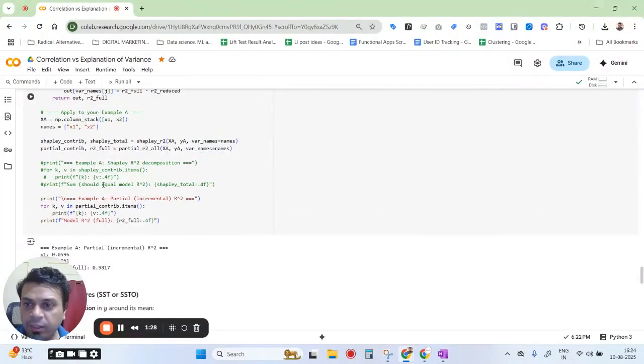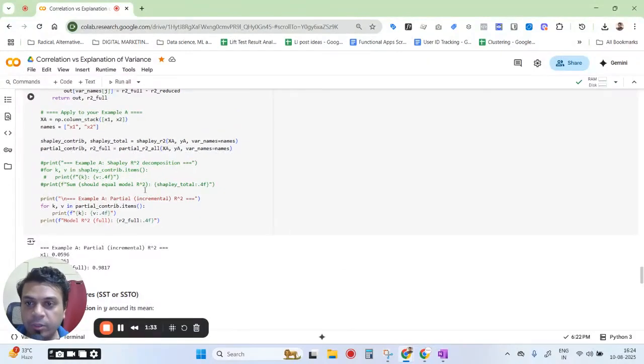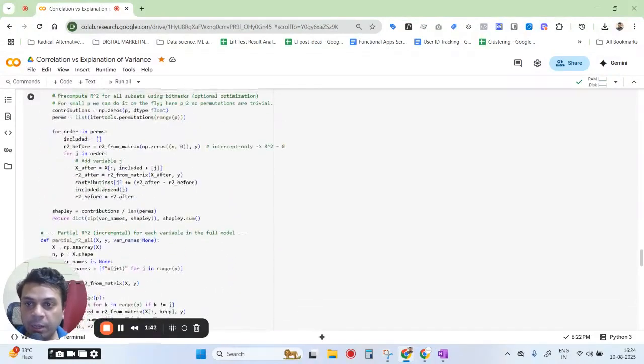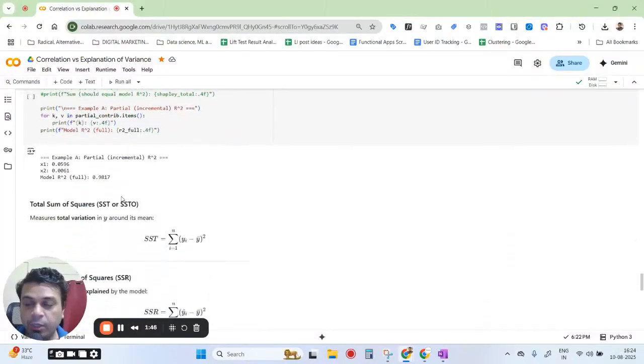So we have another thing which has been commented out here. There's something called Shapley R squared decomposition as well, and those two will sum to give us the model R squared. But otherwise, we basically have this decomposition of the total R squared, and this is not a linear decomposition. The individual R squared values may not necessarily always add up to the total model R squared, precisely because they also have correlation amongst them.